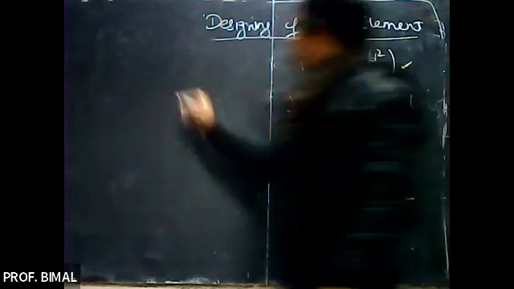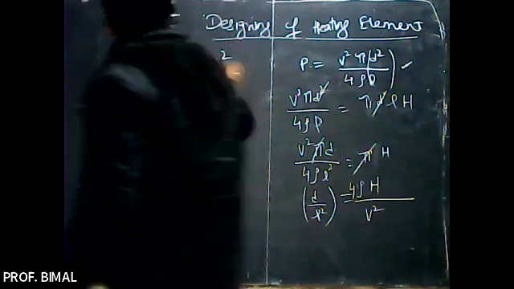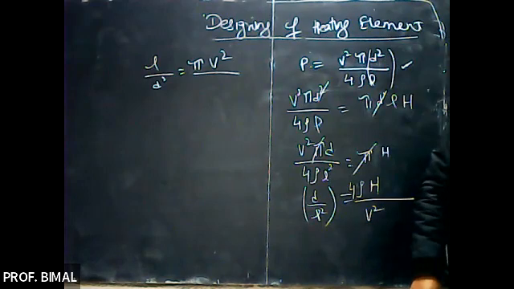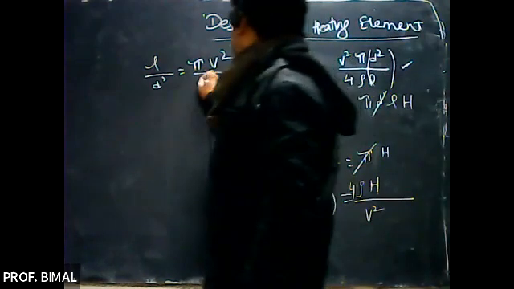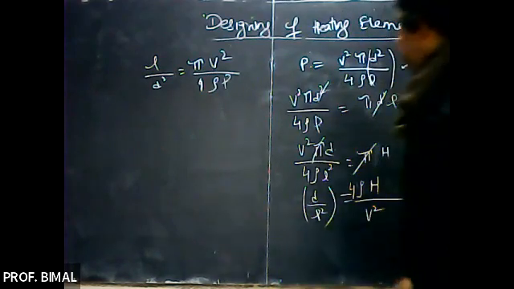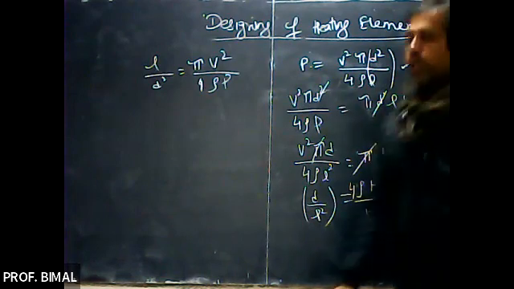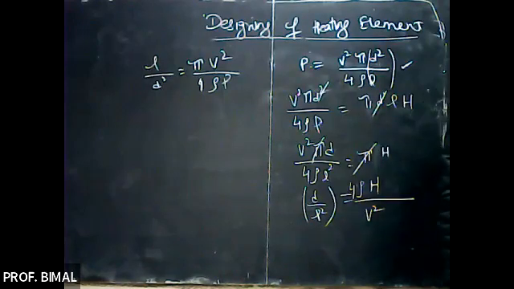is equal to pi V square over 4 rho P, right? So here one equation is D over L square, another is L over D square. So by solving these two equations, the length and diameter of the wire can be calculated.